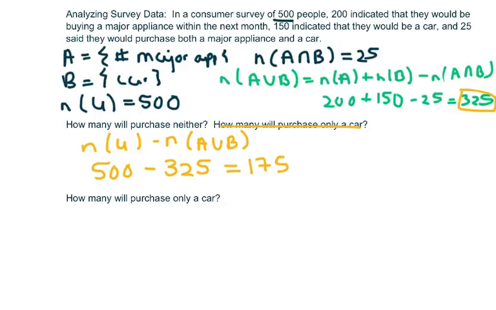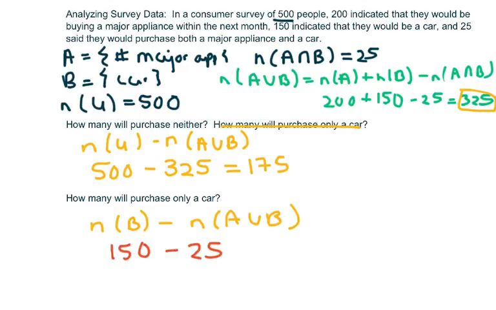Now, how many will purchase only a car? So what we're going to do is take the number in B, purchase a car, minus the ones that are purchasing both the appliance and the car, because we only want the car. So that's going to be 150 minus the 25. We have to subtract that part out, and that gives us 125.